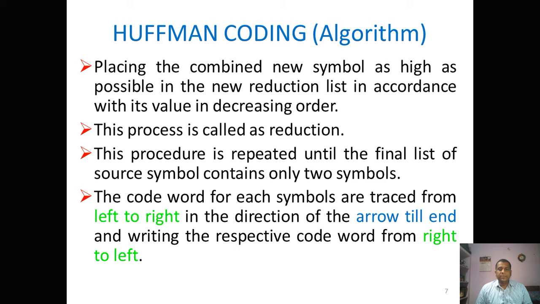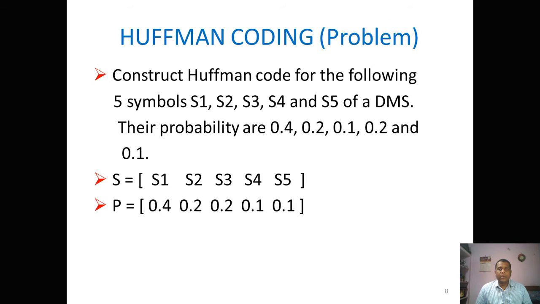This procedure is repeated until the final list of source symbols contains only two symbols. Here we write the code word of each symbol by tracing from left to right in the direction of the arrow mark till the end, and writing the respective codes from right to left in the code table. Right now, we will discuss this with the help of a problem.